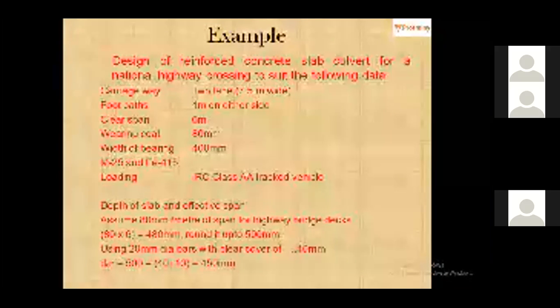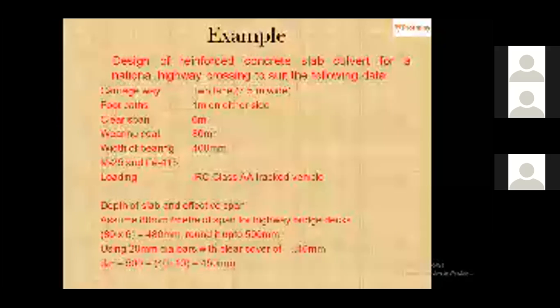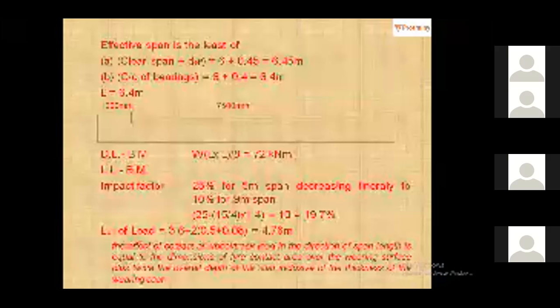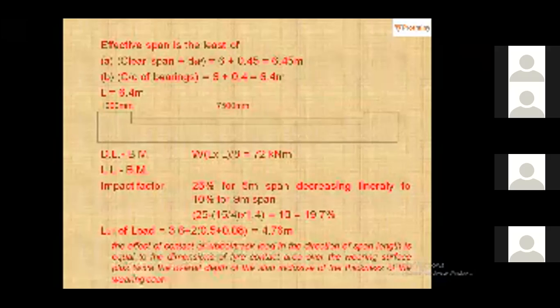Then, using 20 mm dia bars with a clear cover of 40 mm, you have to find D effective. How are you going to do that? The overall depth, which is 500 mm, minus 40, which is the clear cover, minus 10, which is half the diameter of the bars we are going to use. That gives you 450 mm. Now we have D effective on the basis of the assumption of overall depth.